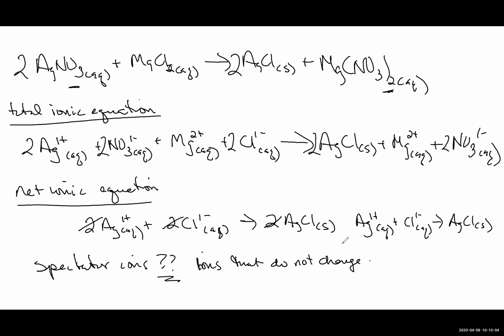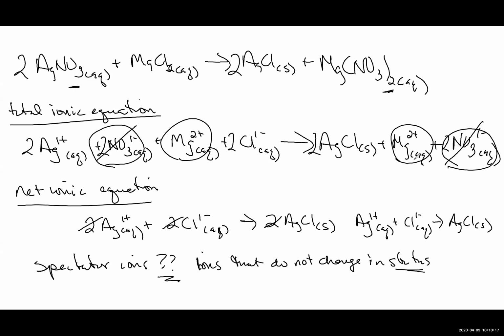And so what hasn't changed? Changed in status or in solubility, let's say. So what hasn't changed? I have 2 nitrates here and I have 2 nitrates here. So those are my spectators. I have a magnesium here and I have a magnesium here. That is a spectator. So getting rid of the spectators brings me back to 2 silver plus 2 chloride gives me 2 silver chloride, which is my net ionic equation.